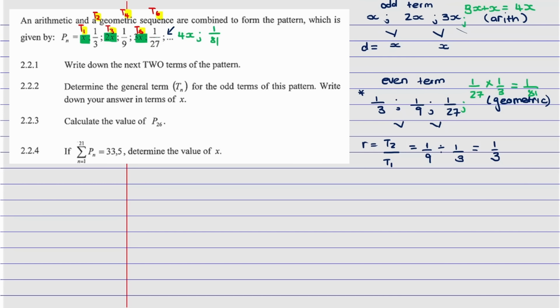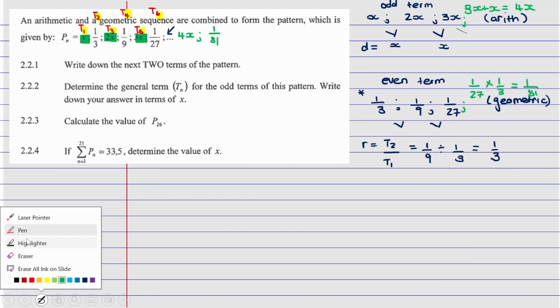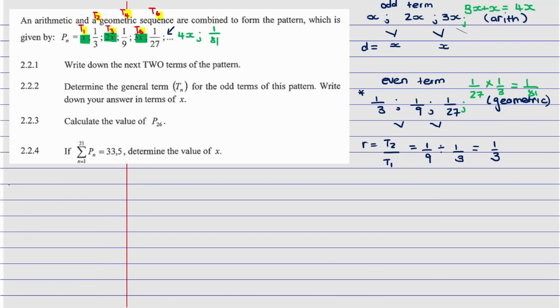So remember the fact that after geometric comes an arithmetic, which is this 4x. Then after arithmetic comes the geometric, which is 1 over 8. So for the first answer, 2.2.1, our answer is going to be 4x, right? Then it's going to be 1 over 81. I hope that makes sense, right?